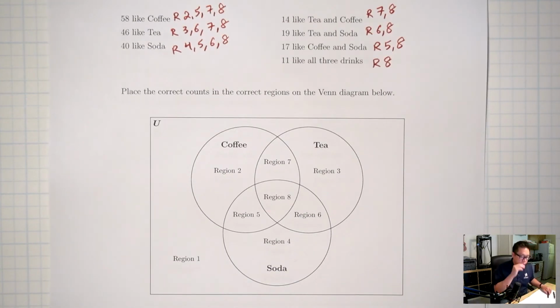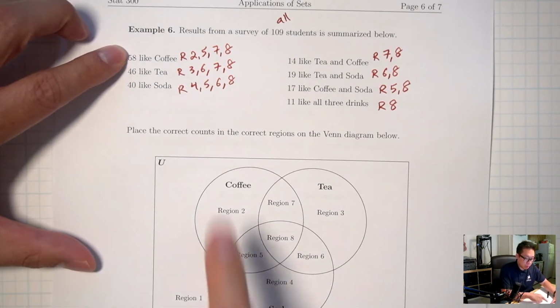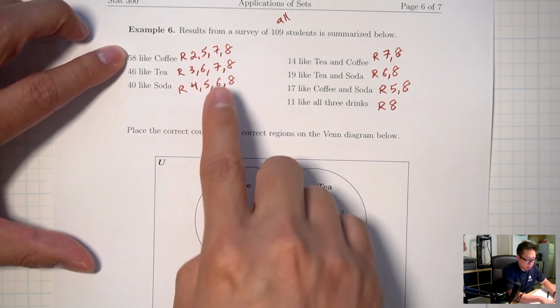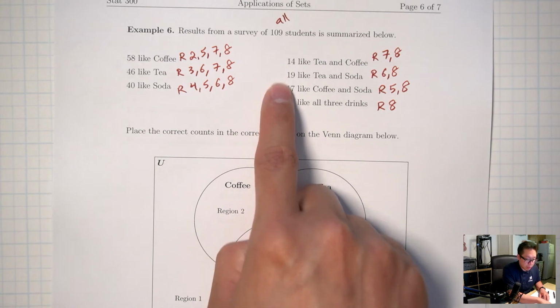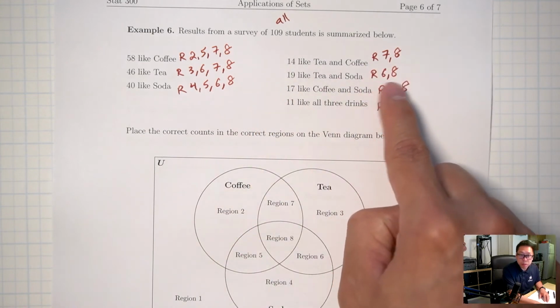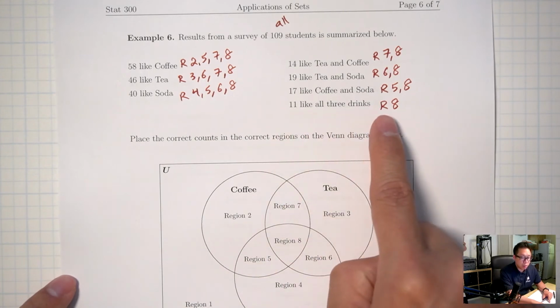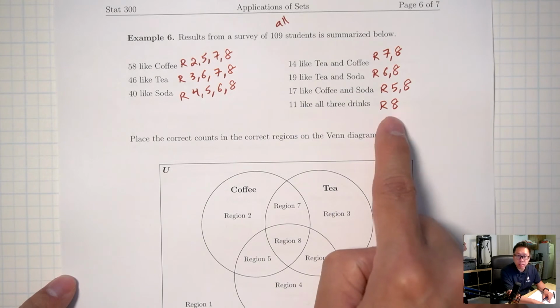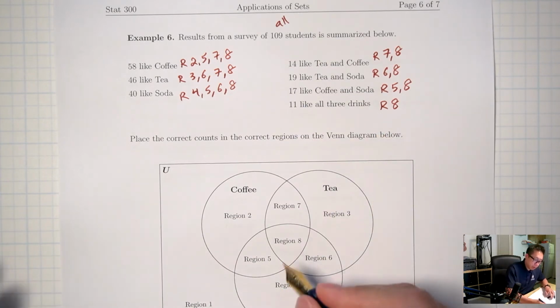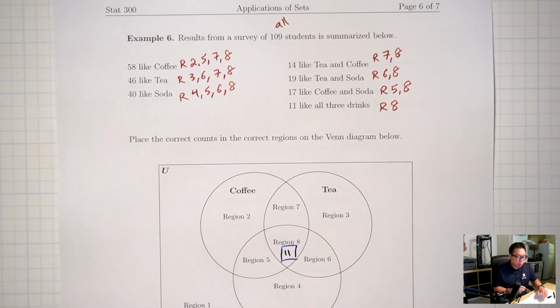My recommendation is to start with the clue that represents just one region. Not the 58, because 58 is represented by 4 regions, and 46, 40 and 44 are also 4 regions. 14, 19, and 17 are all represented by 2 regions. So I'm going to start with 11, which is represented by the one region 8. This tells me to put 11 inside region 8.